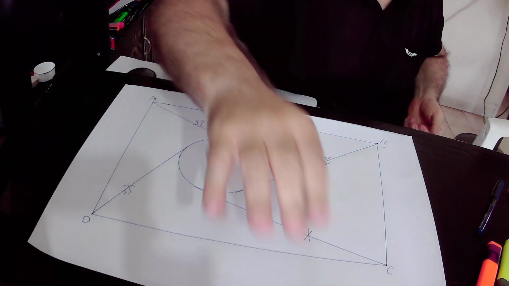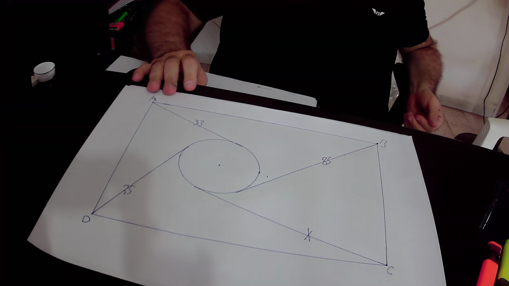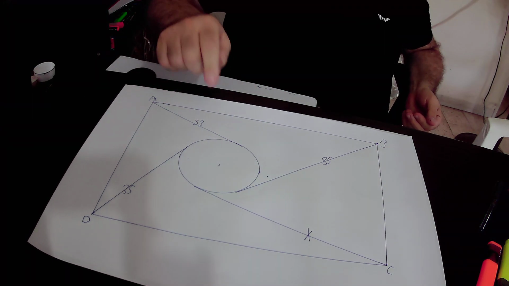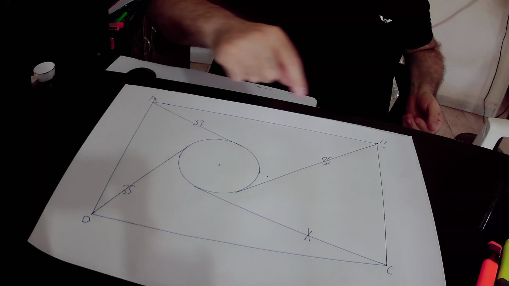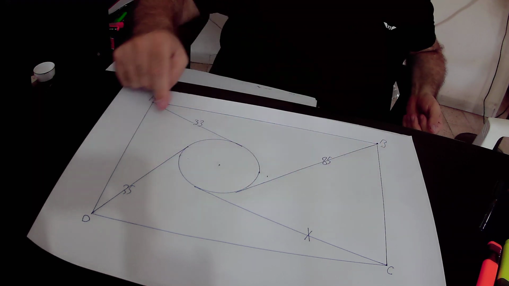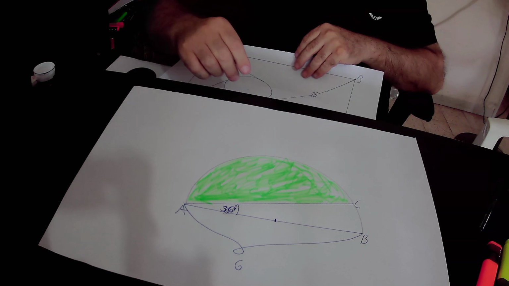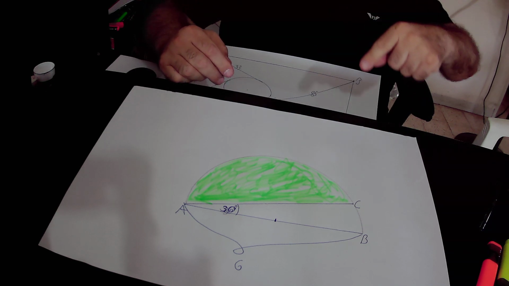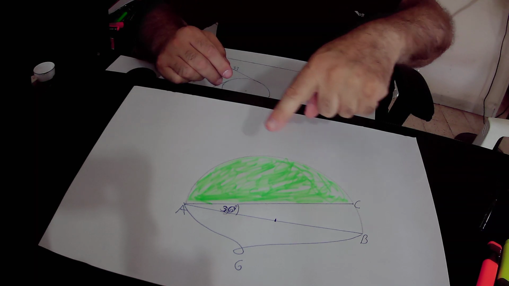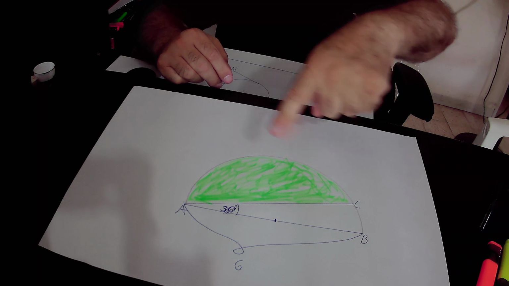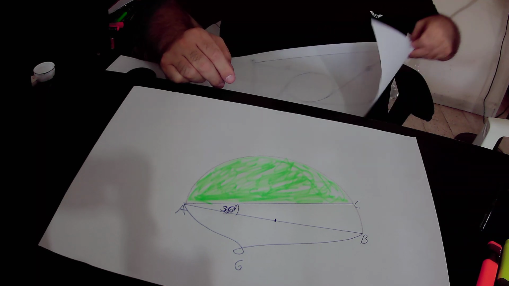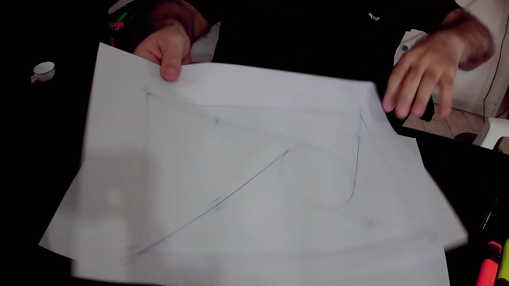Now, in this lecture, we'll answer two questions. In the first question, we'll find out the value of line segment X, that is in rectangle ABCD. In the second question, we'll find out the value of the green shape that is inside a semicircle. So we start with the first question.